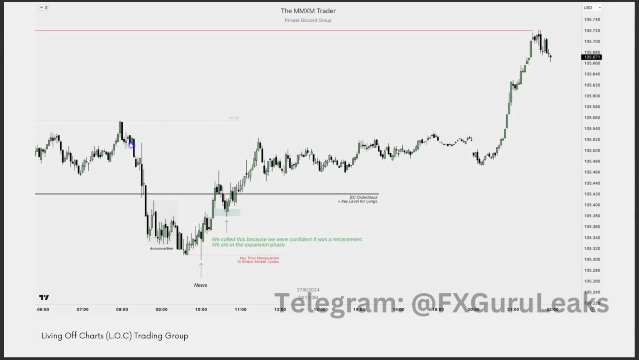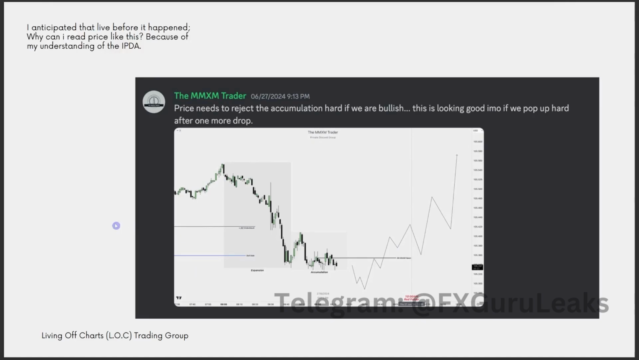We're going from a higher time frame consolidation into an expansion lower to reverse, and then on the lower time frame it's confirmed as well. Now we anticipated that live before it happened. So why can we read price action like this? Because it's the understanding of that IPDA market cycles, right?